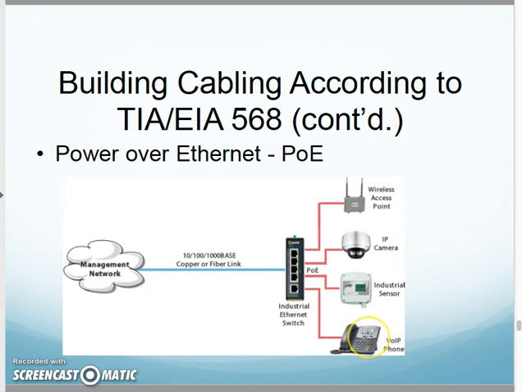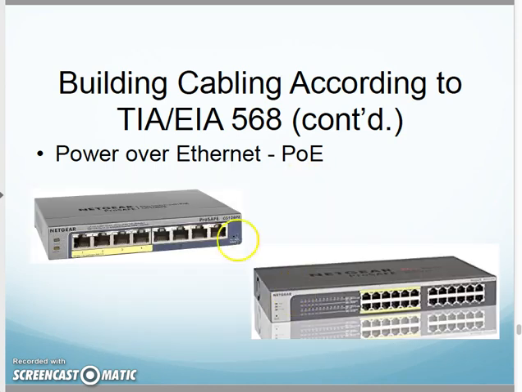That allows for phones to be placed on your desk and powered from the switch. And if there's a power outage in the building, the switch is still powering the phone for emergency 911 phone calls. Very important. So Power over Ethernet allows that to occur.